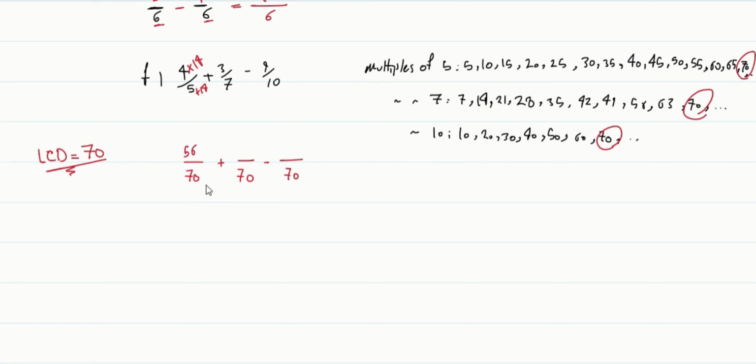Now for the second fraction, what should we do? We just have to multiply the denominator by 10 in order for the 7 to be changed to 70, and you do the same thing on the numerator as well. So it should be 30, and for the last one it would be times 7 and times 7, so it would be 63 over 70. And what would the denominator be in here? It would be equal to 70, right? And you just have to add and subtract the numerators in here since they have the same denominator, and that would be equal to 23.